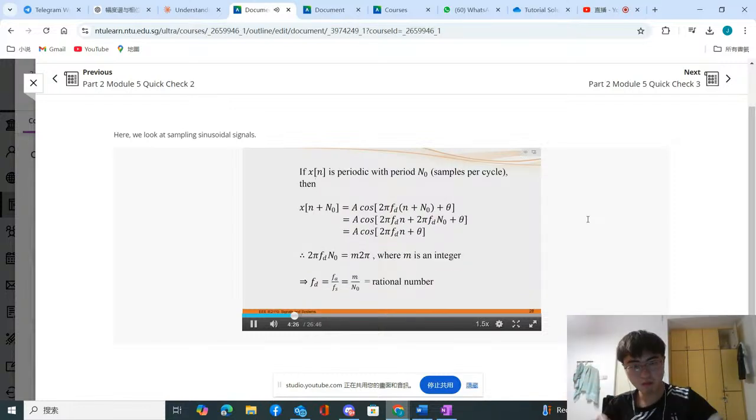If the discrete time signal is actually periodic with a period n0, which is samples per cycle, then if I replace x[n] by x[n plus n0], I end up with a cosine of 2 pi fd (n plus n0) plus a phase angle. I cross multiply and end up with 2 pi fd n plus 2 pi fd n0 plus a phase angle. And if x[n] is periodic, that means this is also equal to x[n]. So in order for it to be the same, this fd n0 must be equal to an integer number.